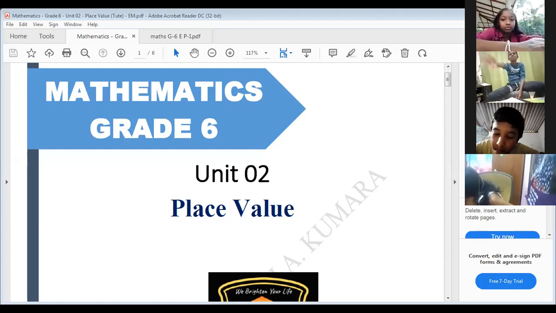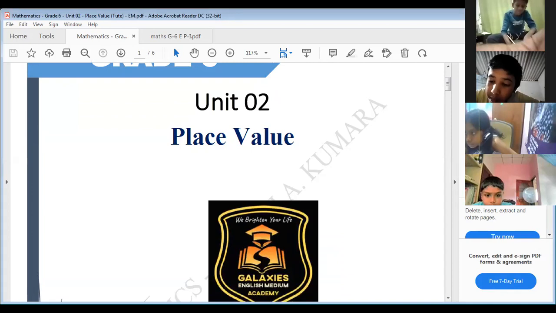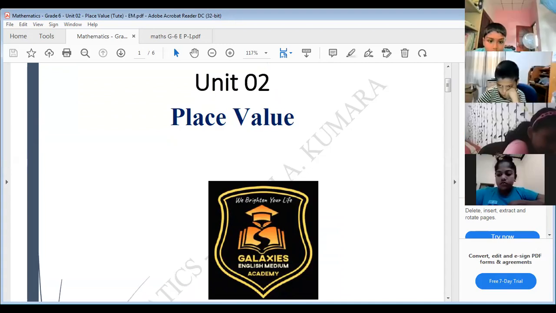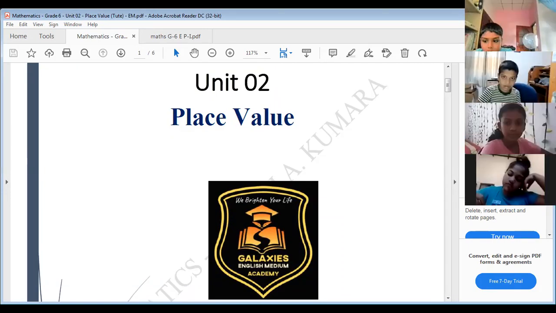Right. All of you write down the main topic. Lesson number 2, unit 2, place value. Do you know what's the meaning of place value? Place means sthaniya, value means agaya. Sthaniya agaya. Right? Place value.